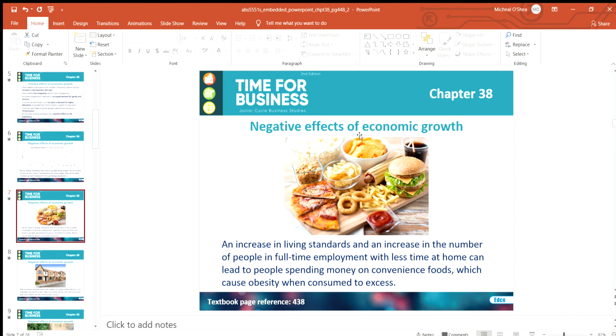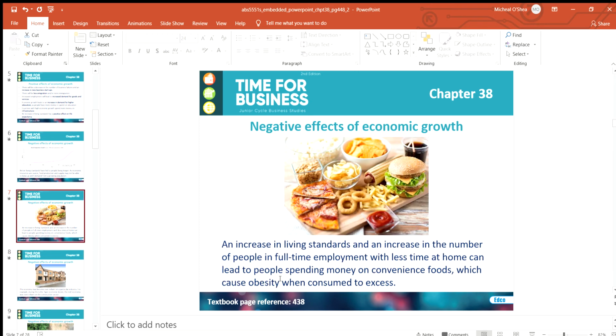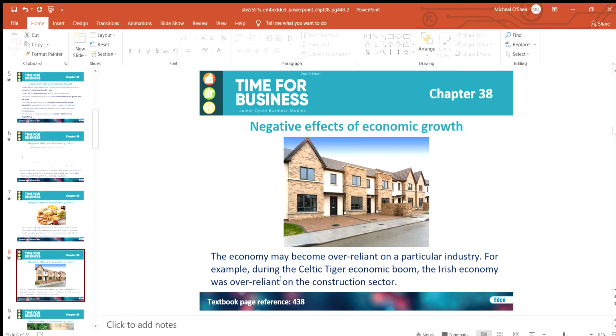Other negative effects of economic growth: with the increased standard of living and full-time employment, there's less time at home. People can spend more money on fast food style convenience food, which has caused people to generally eat more and move less, which has led to a lot of cardiovascular and health issues, and obesity from people consuming in excess. I suppose it can be linked in a sense that as somebody improves their standard of living, you start to see more and more issues like that.